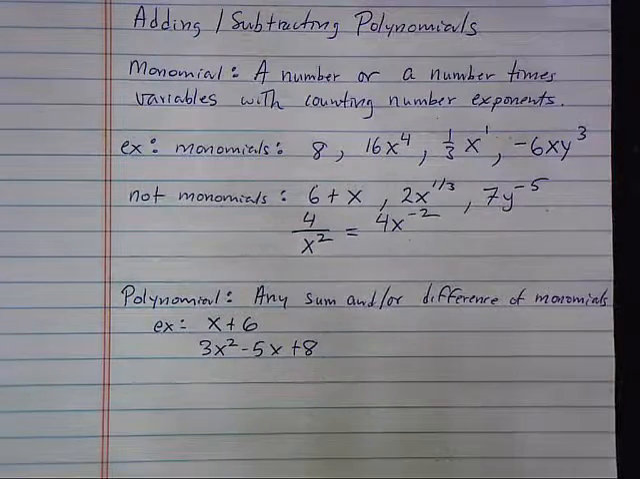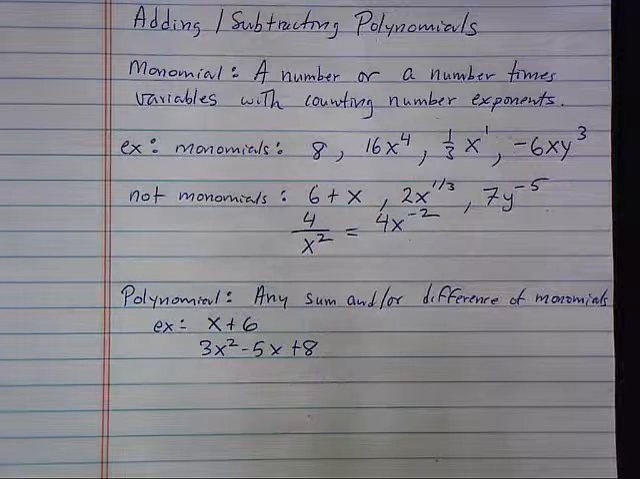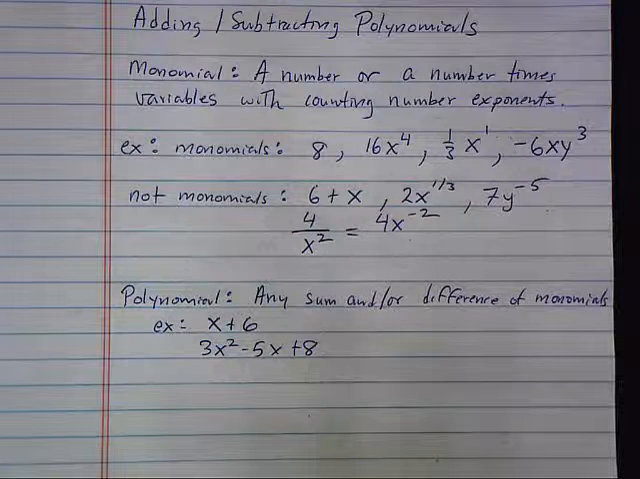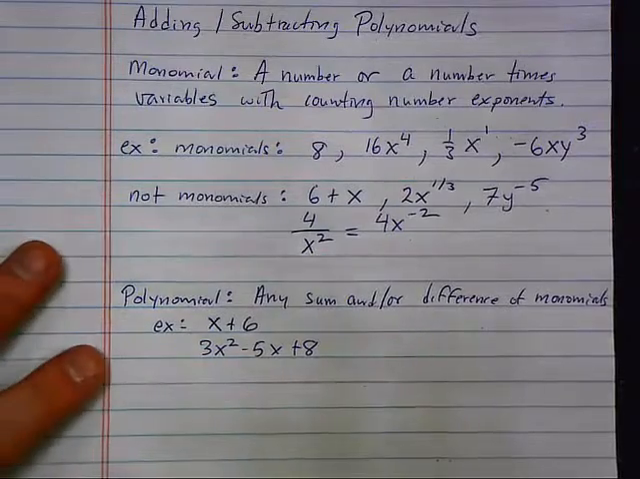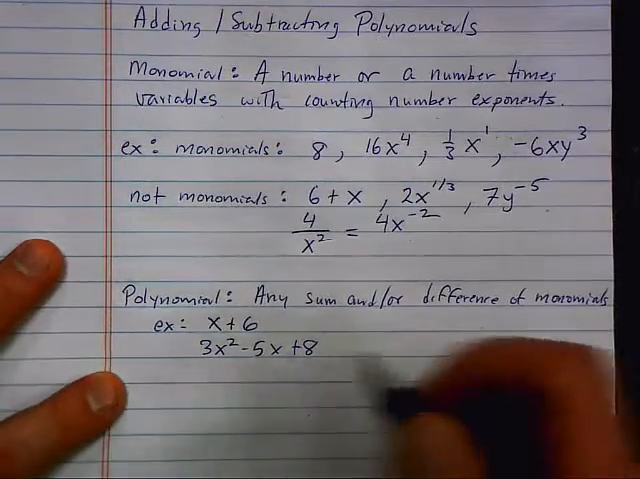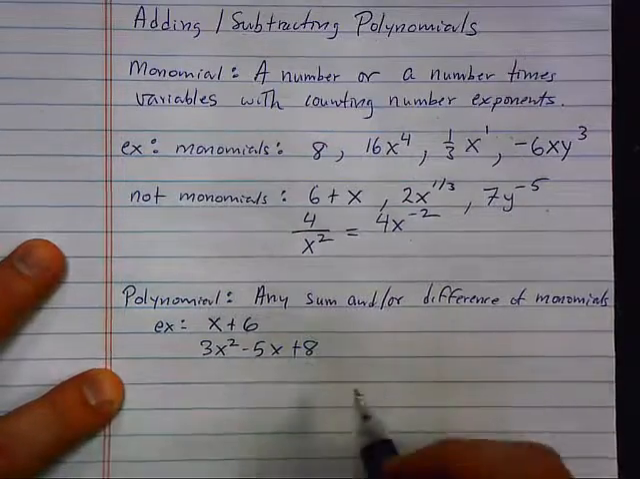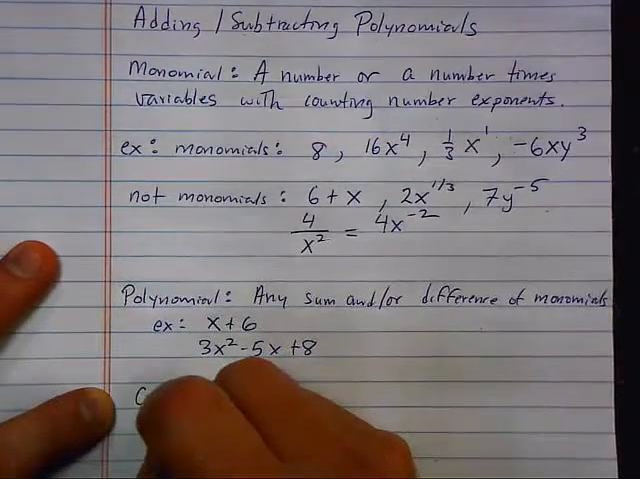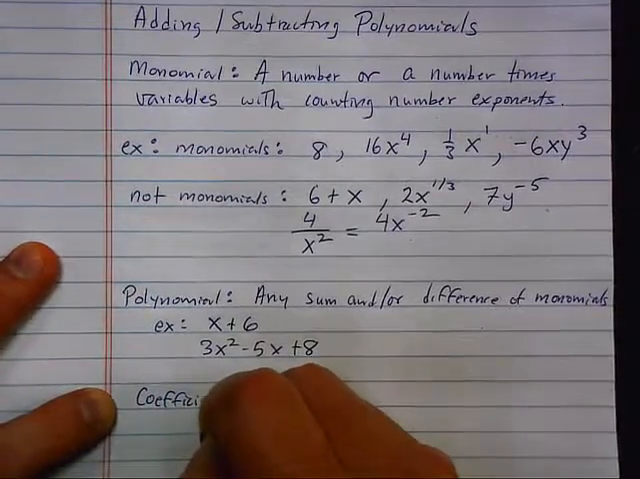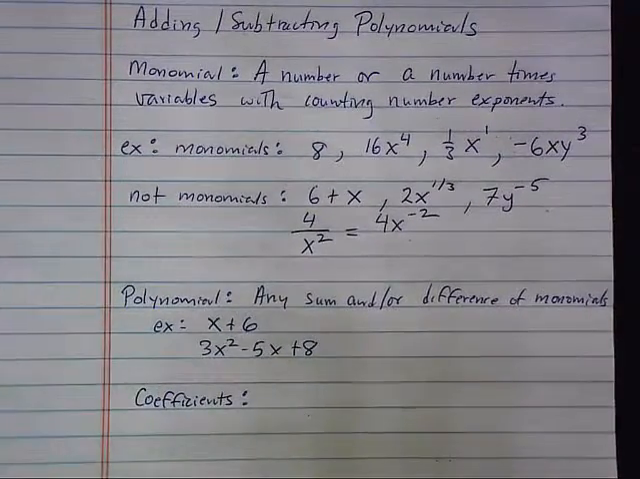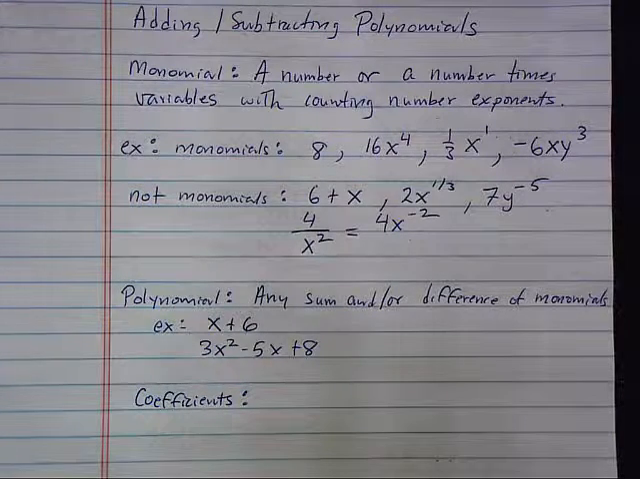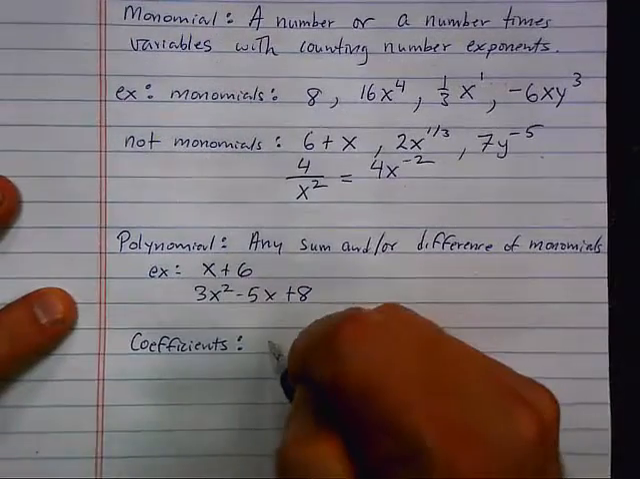3x squared minus 5x plus 8. That's a polynomial. What would you call that one? If you graph that one, you would get a parabola. That's true. More specifically, we would call that a trinomial. Why would you call it trinomial? Because it's a polynomial with 3 terms. Some other special words you should know. Coefficients. Anybody know what coefficients are? It's a number before a variable, correct?